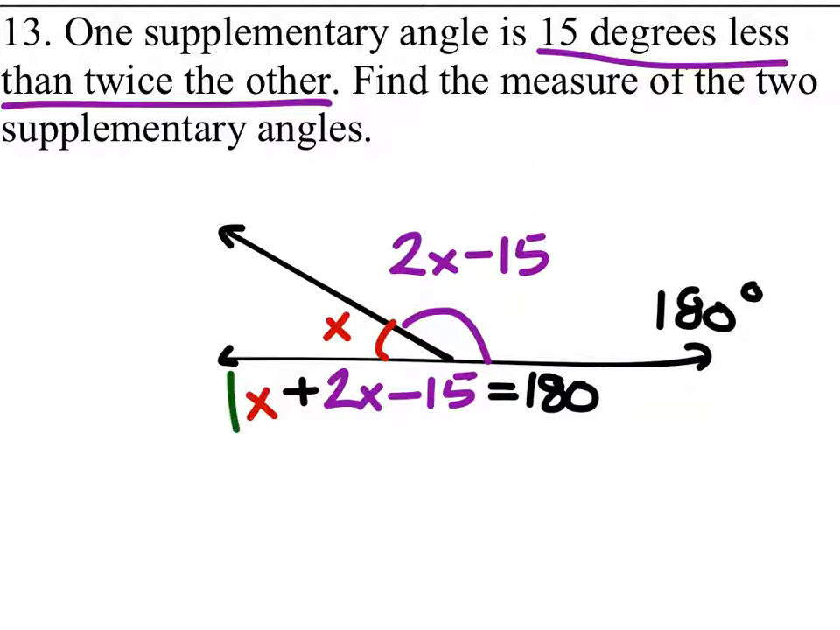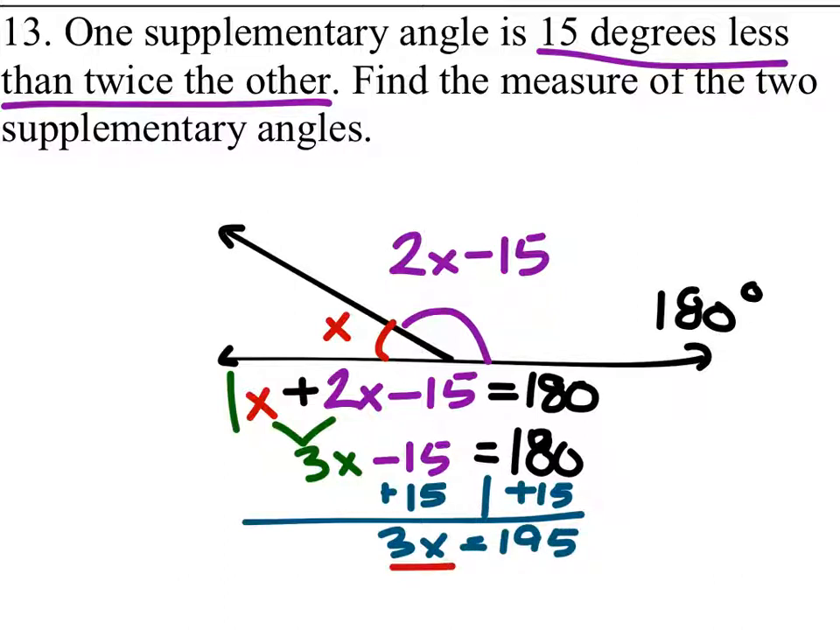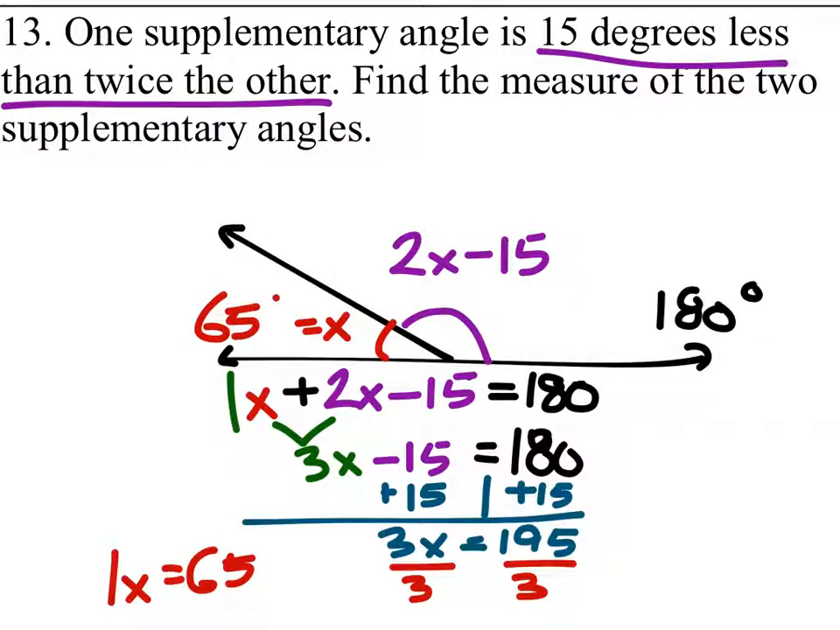By the way, that's a 1x, so when we combine these, I get a 3x. All right, then to solve for x, we're going to need to add 15 to both sides. So that gives us 3x equals 195. And then solving for x, we're going to divide both sides by 3. So that gives me 1x equals 65. So this angle is 65 degrees.